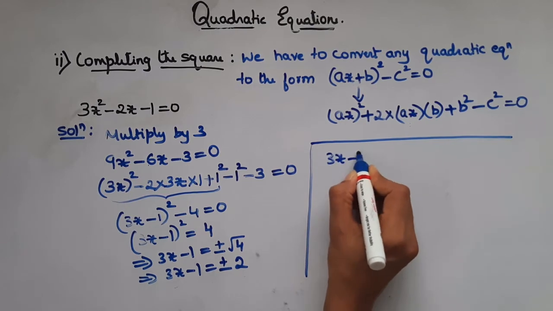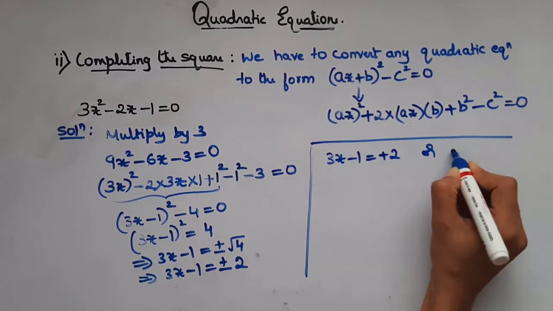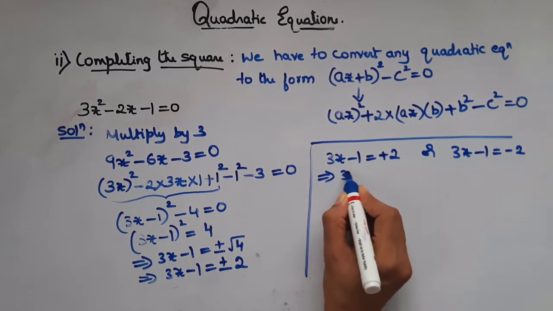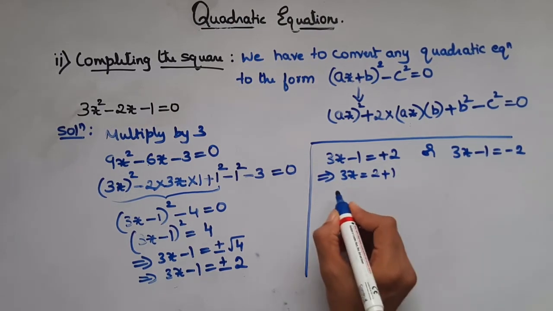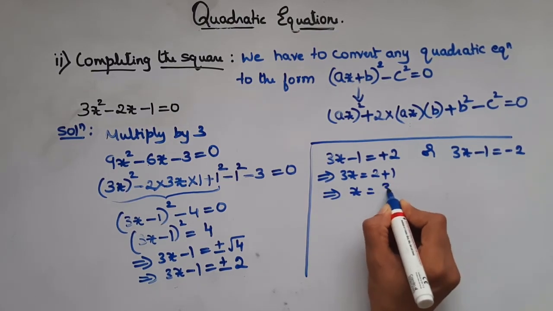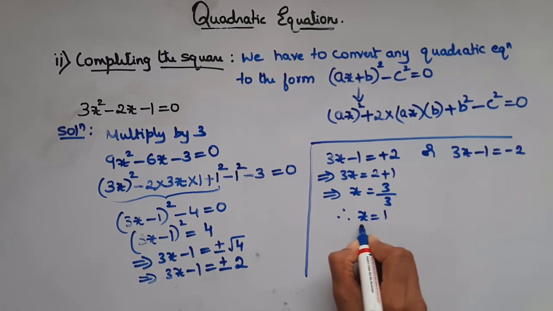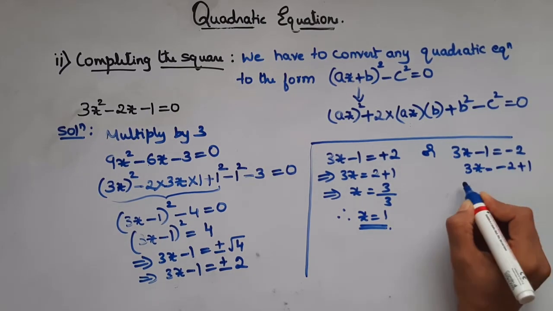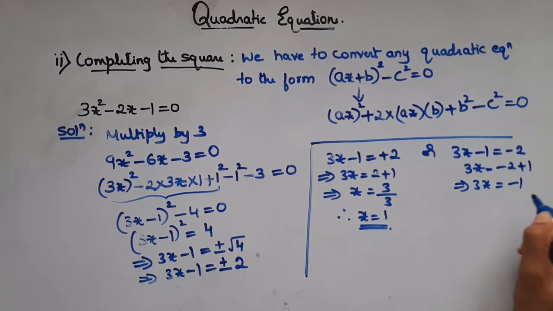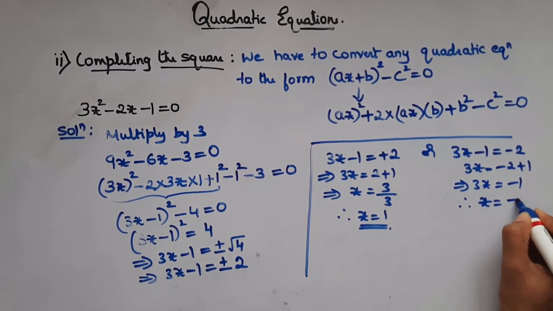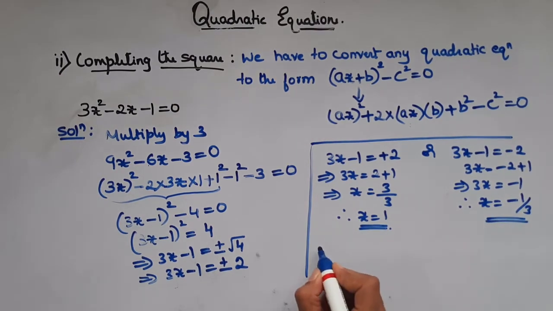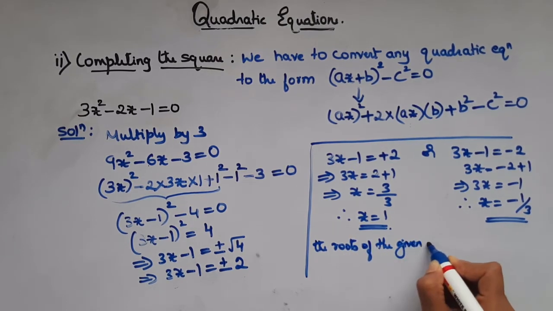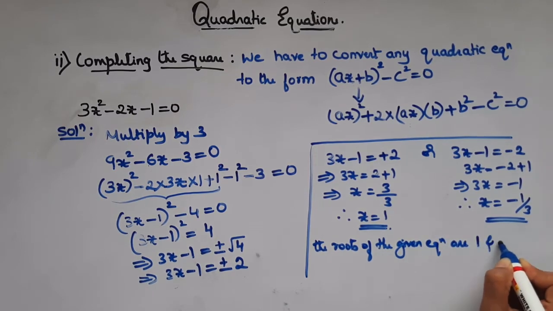We have 3x minus 1 is equal to plus 2 or 3x minus 1 is equal to minus 2, right? Which implies 3x is equal to 2 plus 1, which implies x is equal to 3 by 3. So therefore x is 1, right? In this case we have 3x is equal to minus 2 plus 1, which implies 3x is equal to minus 1. So therefore x is minus 1 by 3, right? So here the roots of the given equation are 1 and minus 1 by 3.